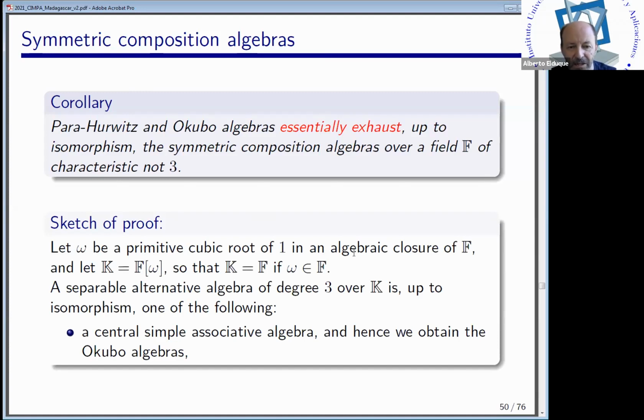So K will denote this field. And then what we have to do is to check the different possibilities of separable alternative algebras of degree 3. The separable alternative algebras of degree 3 are either central simple associative, and if they are central simple associative algebras, what we get are the Okubo algebras using Okubo's cosine. So this is the first possibility.